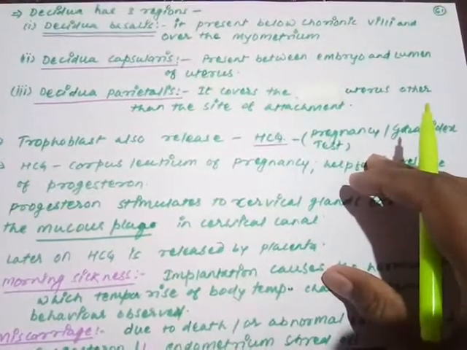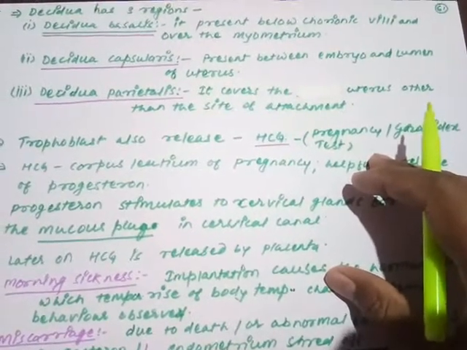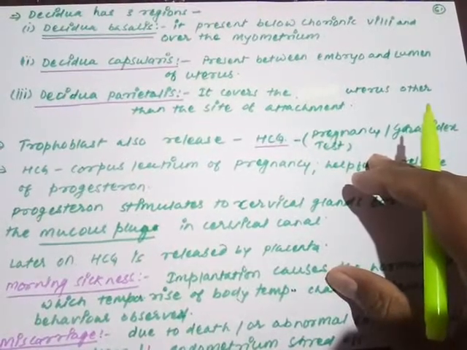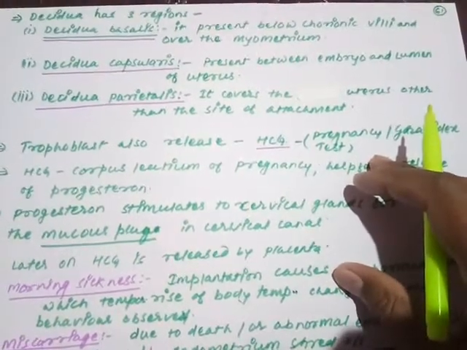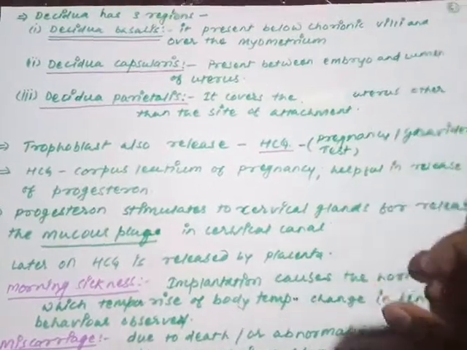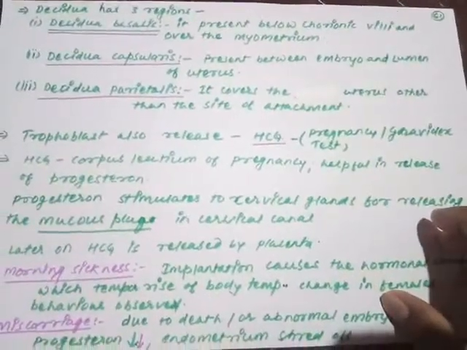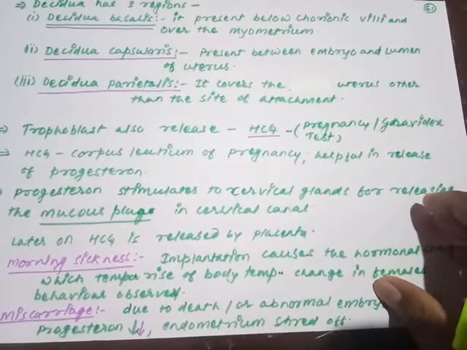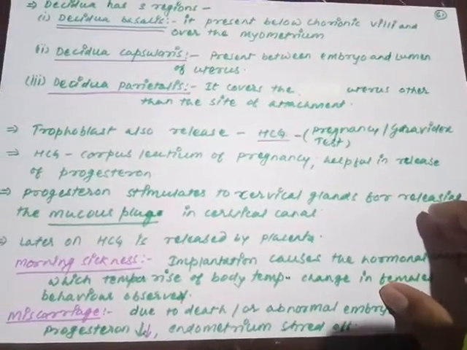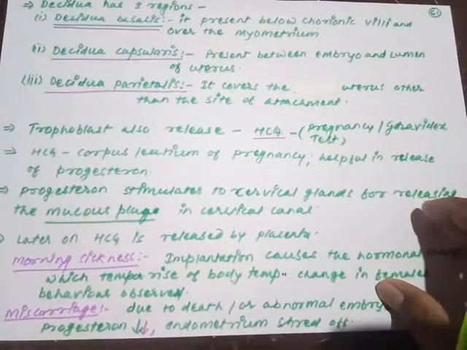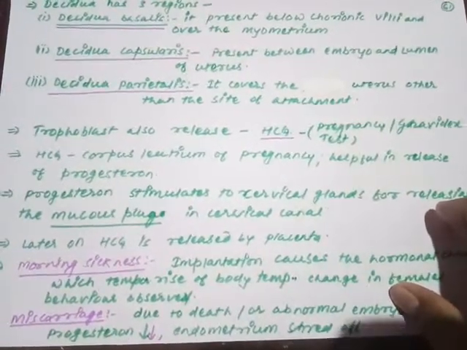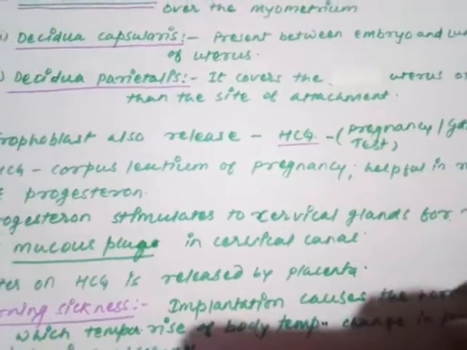It is going to maintain the continuous high level of progesterone thereon. And remember, the progesterone is going to stimulate the release of cervical mucus from the cervical glands present in the cervix region, and the mucus produced from the cervical glands is going to form the mucus plug in the cervical canal. So is it clear?